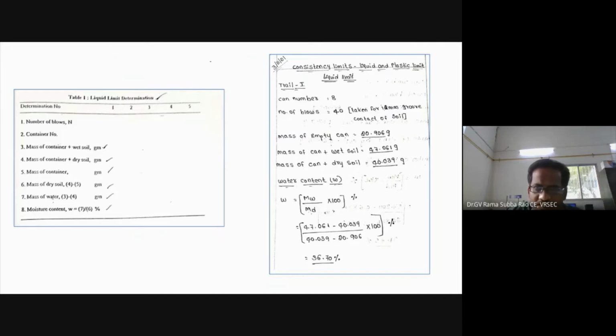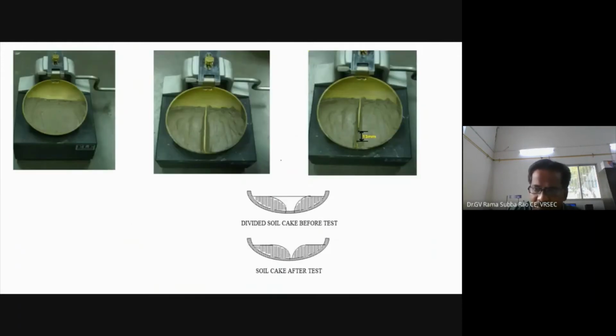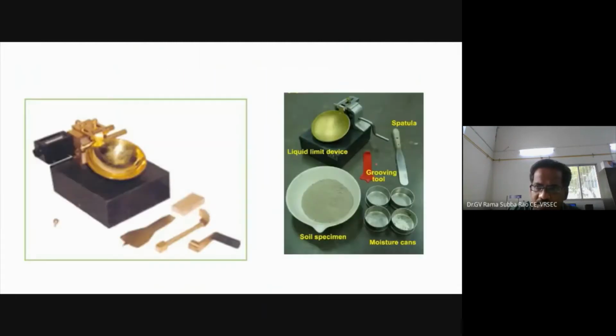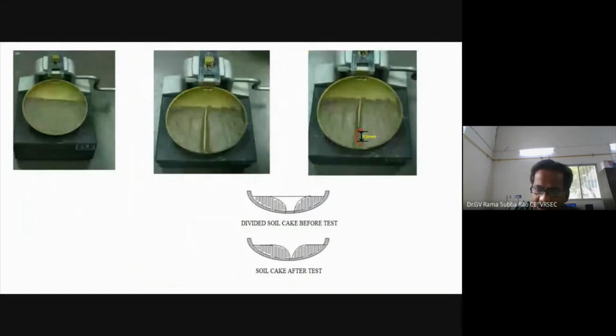Now I will show you the observations made by our students in trial one. They have calculated the water content. Many times I have told you water content is the mass of water present in soil by the mass of dry soil. Here I have taken can number 8 in trial one, and 40 blows were taken for the groove to come in contact for a distance of 13 mm. When they apply 40 blows, the machine counts the number of blows, so no issue. Applying the blows, 40 blows, the groove comes in contact for 13 mm.